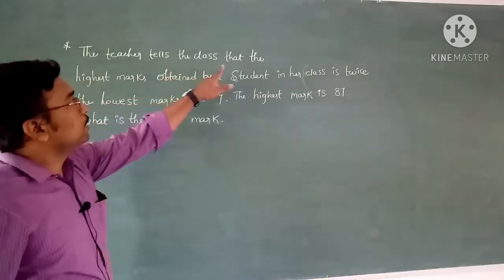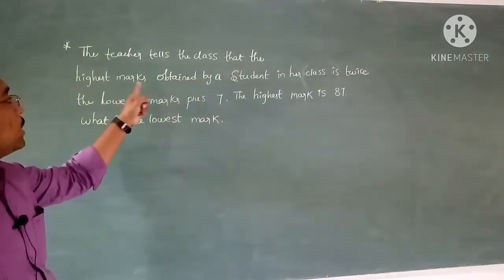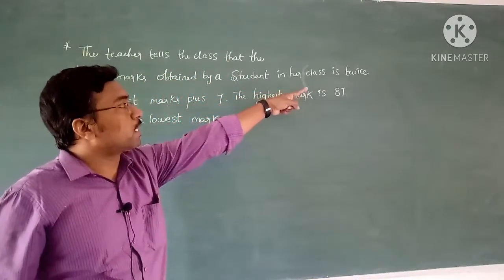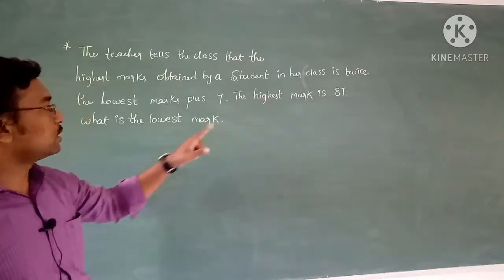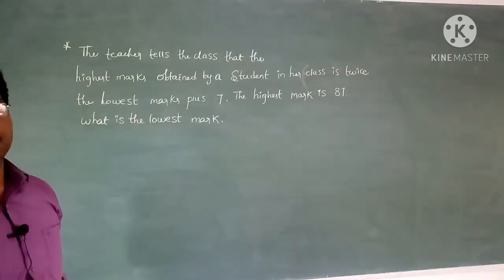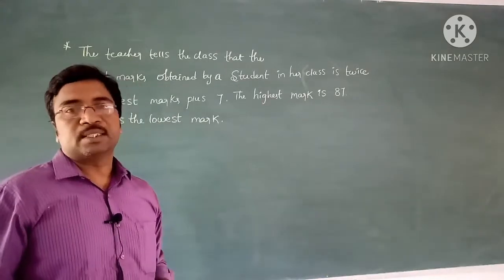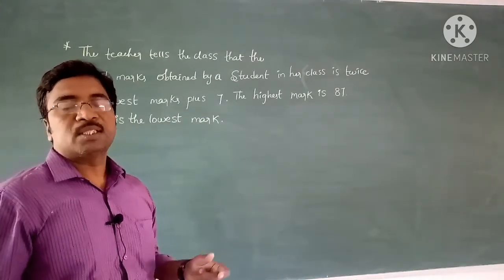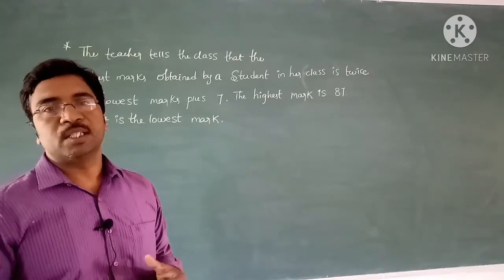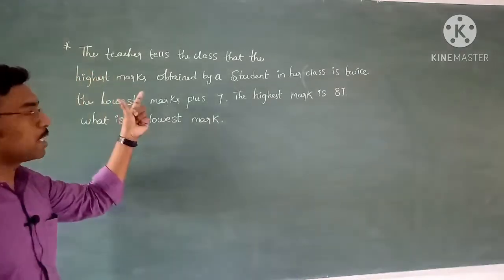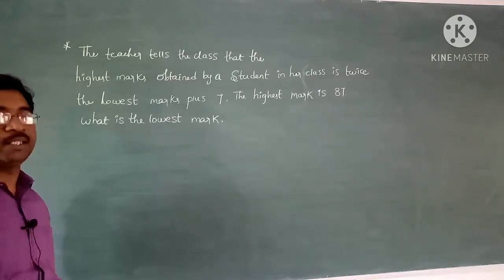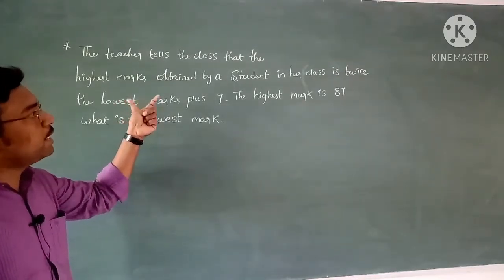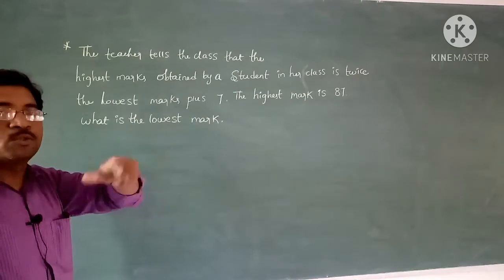Next problem: a teacher tells the class that the highest marks obtained by a student in her class is twice the lowest marks plus 7. The highest marks is 87. What is the lowest mark? We already discussed in earlier classes the use of simple equations: to solve word problems, daily life situations and puzzle type problems. So the teacher indirectly explained this to the students.